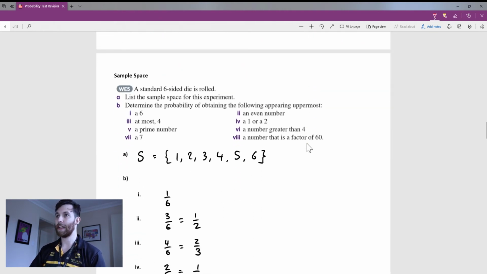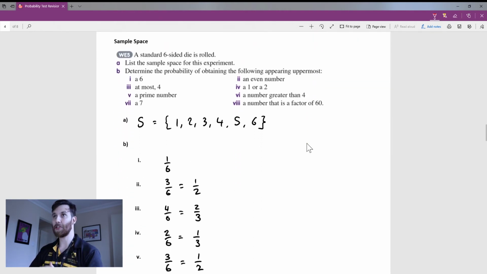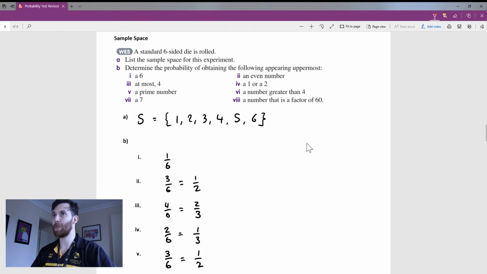Okay, we'll start flicking through now. The sample space questions, this first one was pretty straightforward. Remember, listing the sample space is listing all the possible outcomes. So the sample space of rolling a 6-sided die is going to be 1 through to 6, like so. I won't spend too much time on this one because it was pretty straightforward.